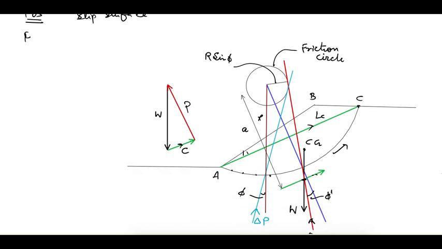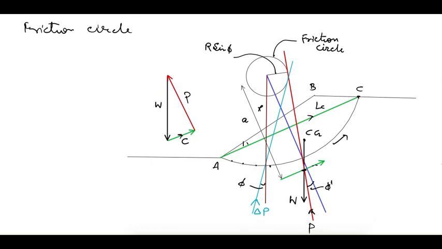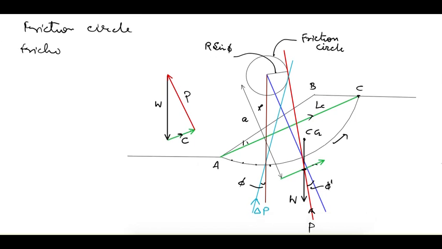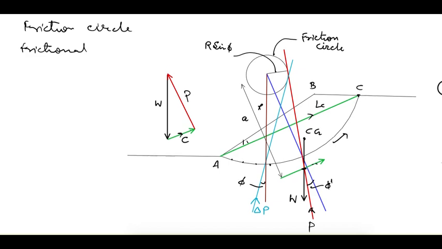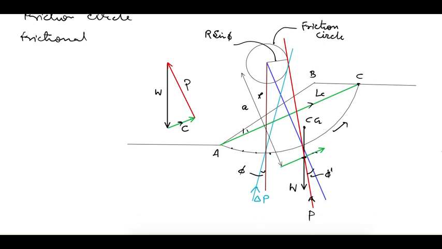Here one more term which is coming is the friction circle. What is this friction circle? We know that this soil is frictional in nature. So it means that when this soil mass which is there in this part A, B, C, A, tries to move away on this slip surface, because of this friction there will be frictional resistance. So let's say that this line P is the line of action of that frictional resistance, the resultant frictional resistance.